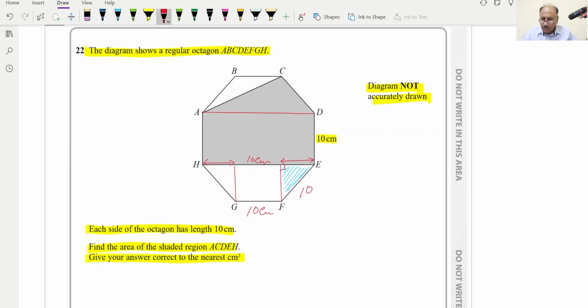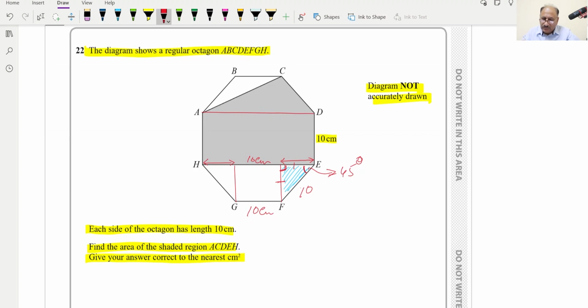is 10, and what else can we find? We can take these two angles also. This angle is 45 degrees, and this angle is 45 degrees. Why? Because these two sides are equal, so their opposite angles will be equal. So one angle is 90, and the other two angles will be 45 and 45.